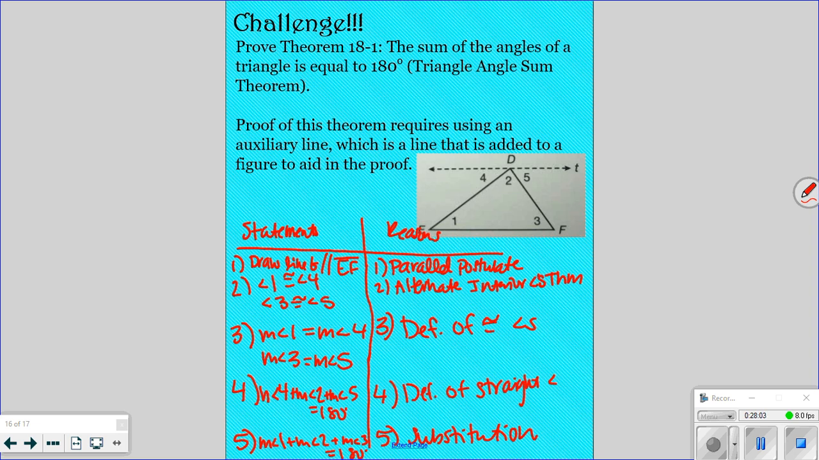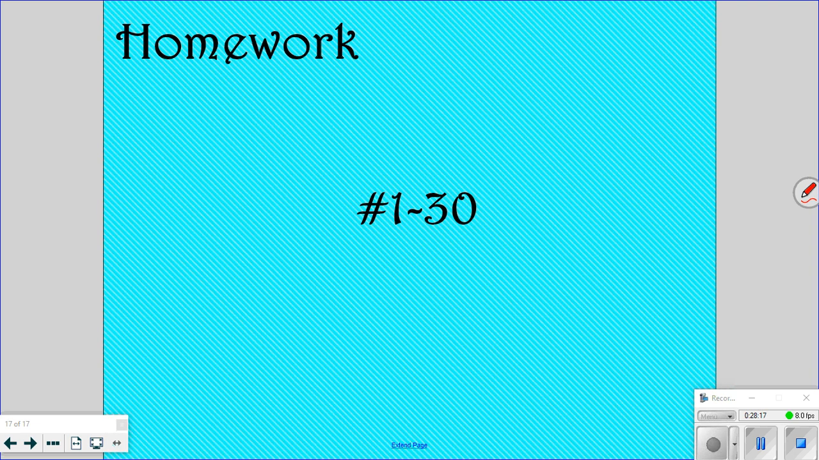If y'all got that right, awesome job. If not, we have some work to do with 2-column proofs. These take time. Don't stress about it. You will get them eventually, as long as you keep working on them. Your homework tonight is 1 through 30, so make sure that y'all do those tonight so we can go over your questions tomorrow.